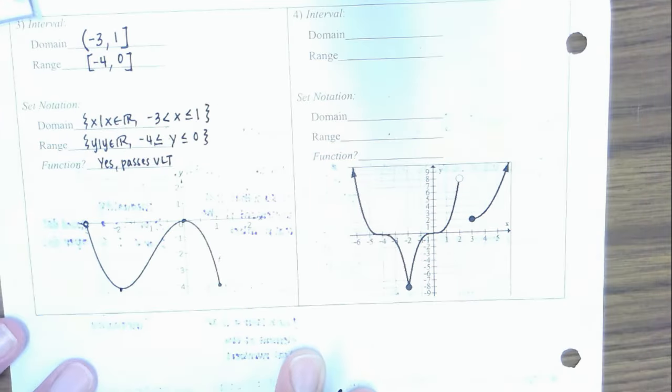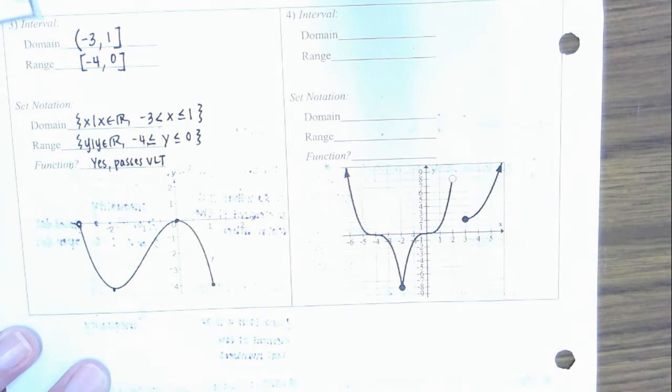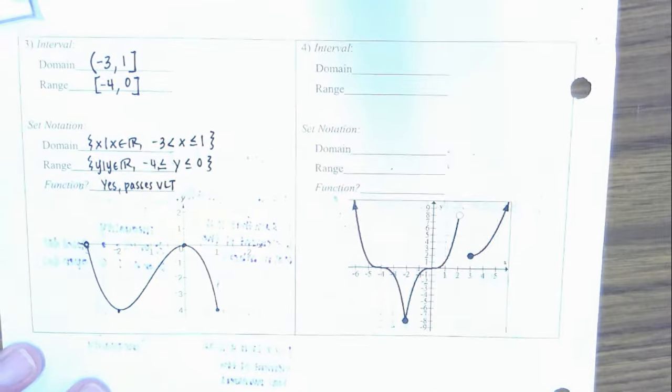All right, the last one is a little bit different because you'll notice that there's an actual break in the graph. So the way that we denote that is actually with a U symbol.